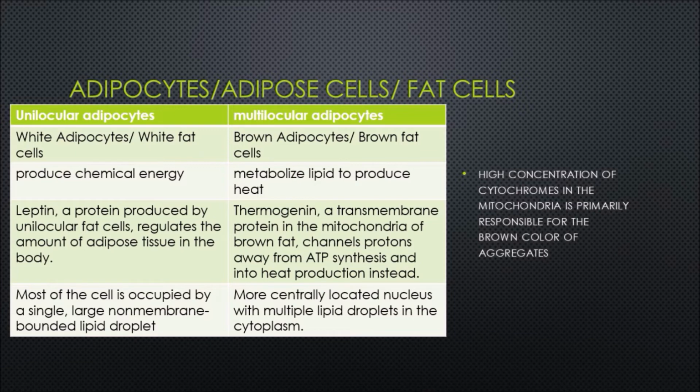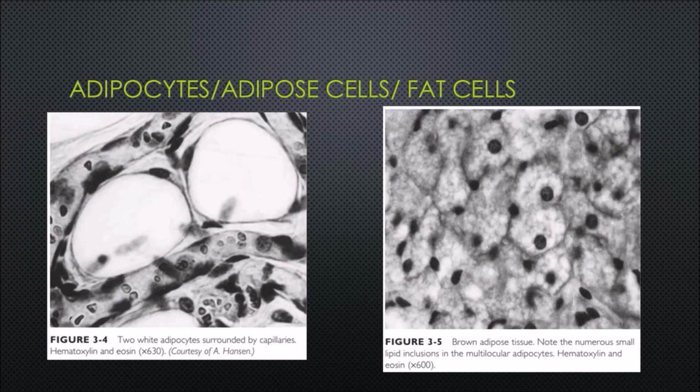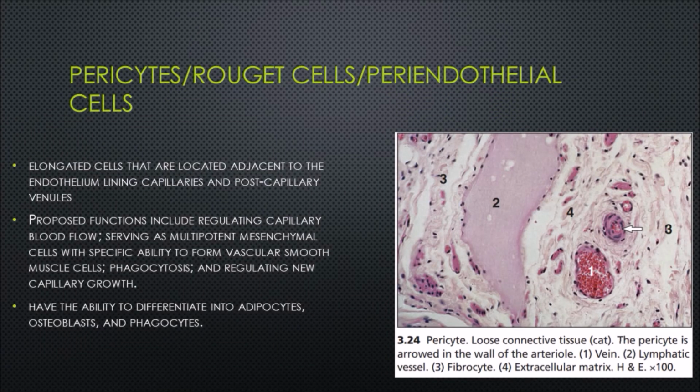So the reason why multilocular adipocytes are brown is because there is a high concentration of cytochromes in the mitochondria. So these are the pictures of the adipocytes. Next are pericytes. Pericytes are elongated cells that are located adjacent to the endothelium lining capillaries and postcapillary venules.